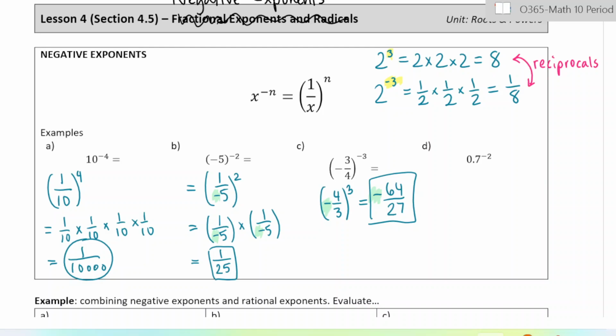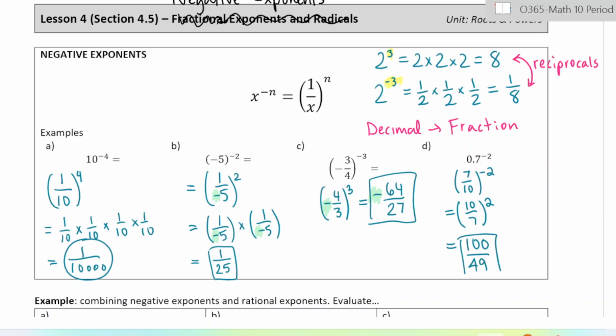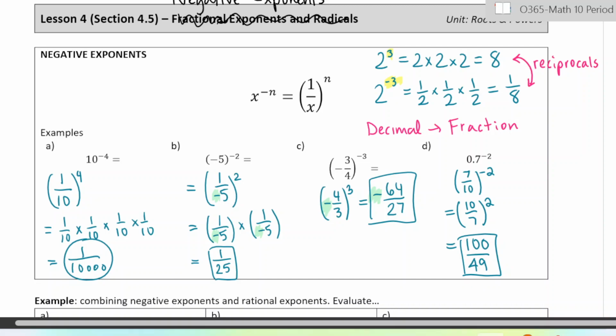Okay, last question here. Anytime we see a decimal in this chapter, as I've said in the last lesson too, we're going to switch it to a fraction because it's much easier to flip the number that way. So 0.7 is the same as 7 over 10. And so we're going to flip it. So it'd be like having 10 over 7 to the power of 2. And then we will evaluate. So 10 times 10 is 100. And 7 times 7 is 49. And you can just leave that final answer as a fraction, no problem. Okay, so there we go.